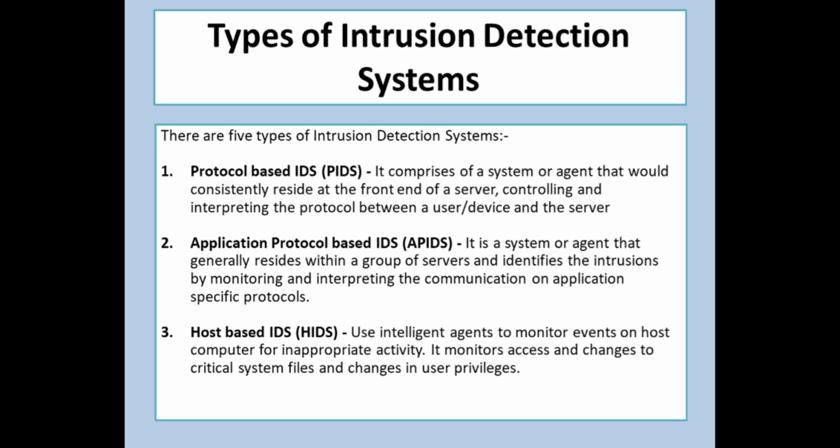Second, application protocol-based IDS, or APIDS, is a system or agent that generally resides within a group of servers, and it identifies intrusions by monitoring and interpreting the communication on application-specific protocols. Third, host-based IDS, or HIDS. It solely monitors traffic to or from the host. It typically only protects a single specific endpoint and also monitors system files stored on the host for unauthorized changes and processes running on the system.